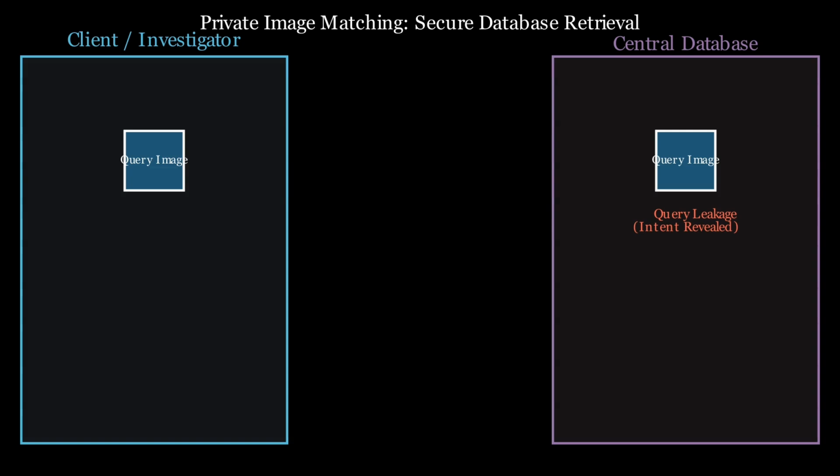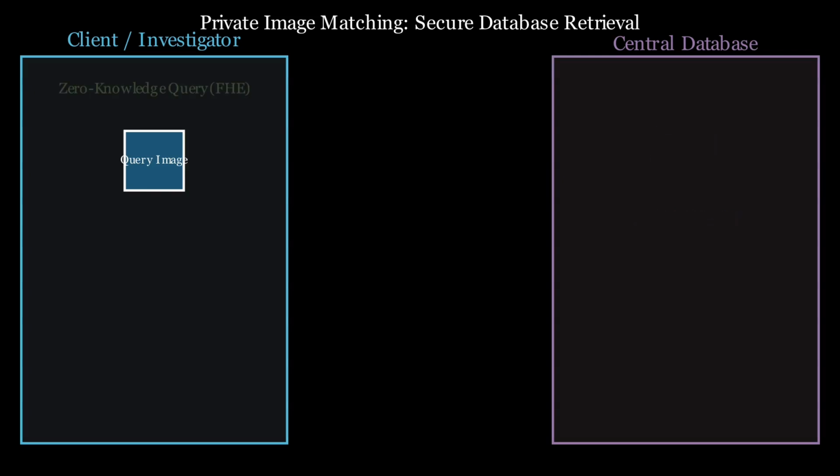In high-stakes scenarios, the intent of the search is just as sensitive as the data itself. If a hospital queries a DNA sequence for a rare genetic disorder, or an intelligence agency searches for a specific political figure, exposing the query immediately compromises the entire investigation. The server learns who you are targeting, when you are targeting them, and what your motives are.